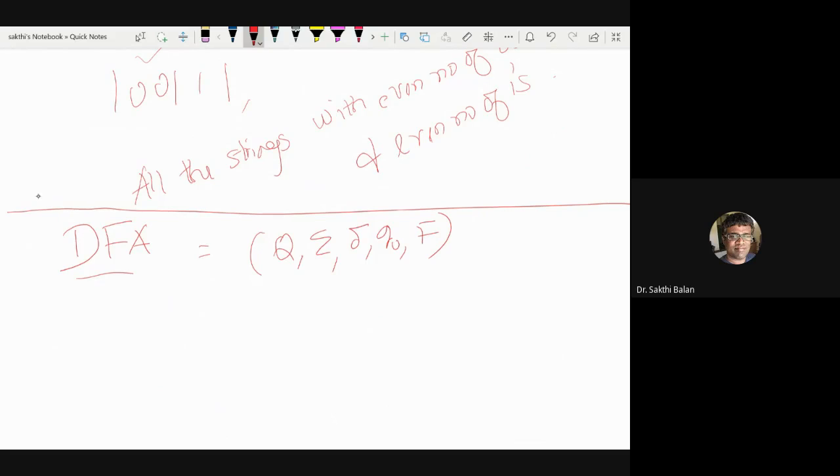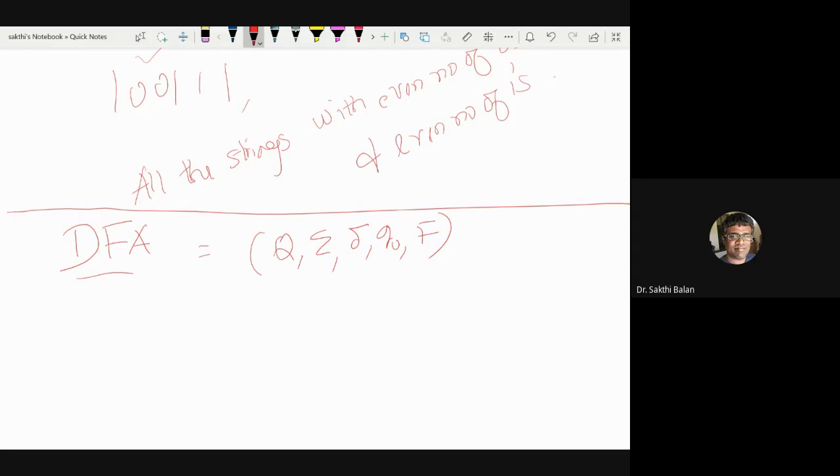What is the set of states? What is the set of input alphabet? What is the transition function that you are using? Which is the start state, that is Q naught, and which is the set of final states, which is a subset of Q. So all these things you need to give. Then only you will be able to define this finite state automata.